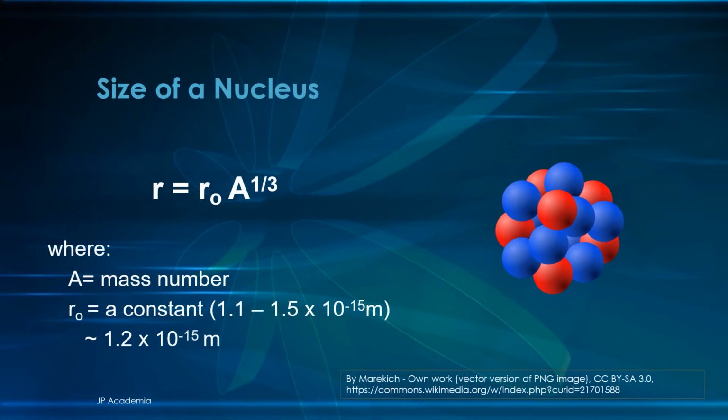The nucleus can be thought of as a bunch of balls that includes your protons and neutrons packed into a sphere, with the radius of the sphere being approximately equal to this. So the radius r is equal to r naught, which is a constant, times A raised to 1/3, wherein your A is your mass number.